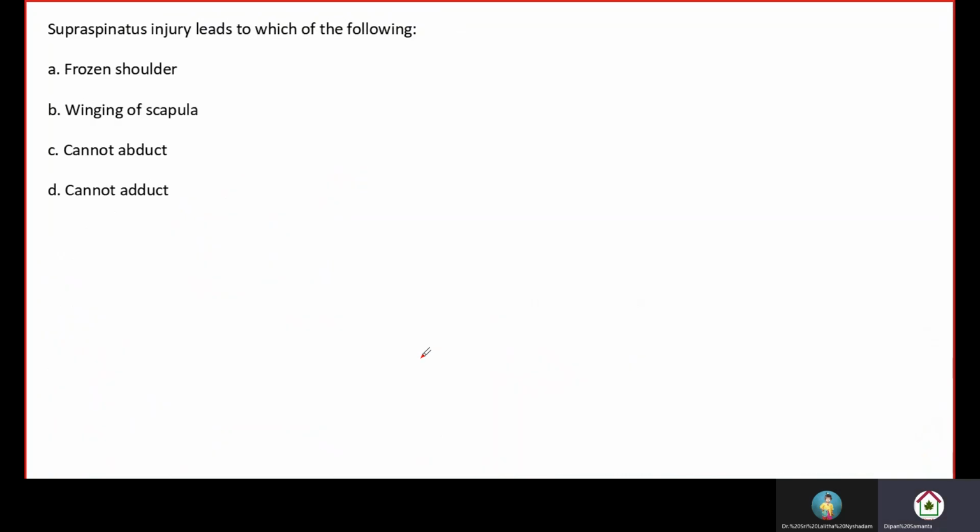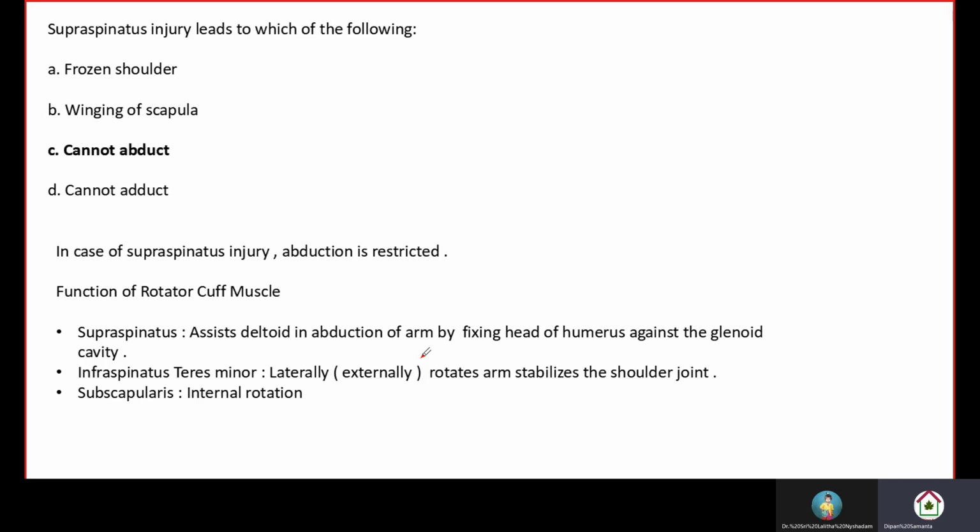Okay, next question. Supraspinatus injury leads to which of the following? Frozen shoulder, winging of scapula, inability to abduct, inability to adduct. So the answer will be inability to abduct. In case of supraspinatus injury, abduction is restricted.